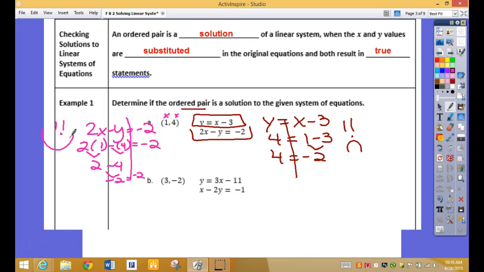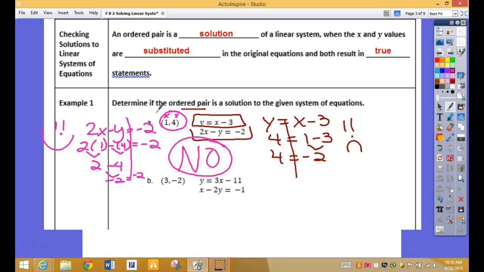So it works in one, but not the other. So is it a solution to that system? No. Absolutely not. Your answer is no. That ordered pair is not a solution. They do not share that line or that point.